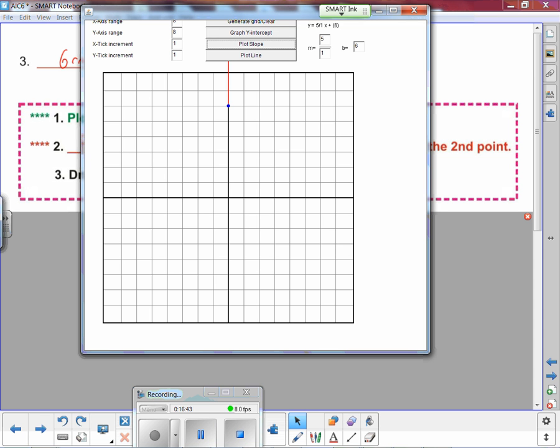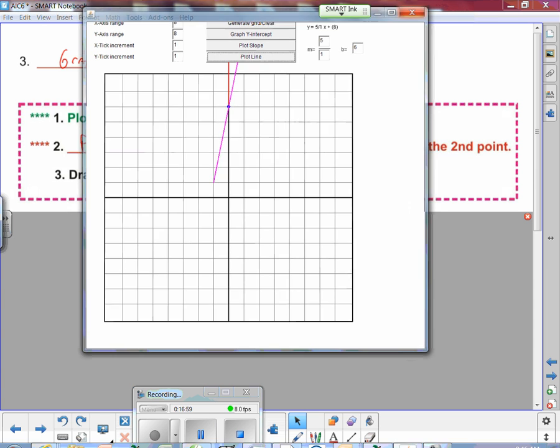Okay, so we're off the chart. So it went from that point up 5, and it went right 1. And let's see where it sticks the line. Yeah, right through there. Even though you can't see it, that's where it is, right? It's up 5 and to the right 1.